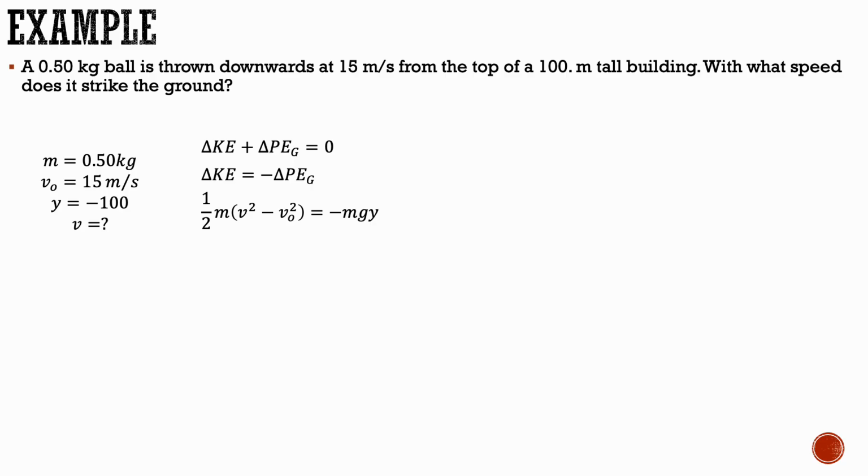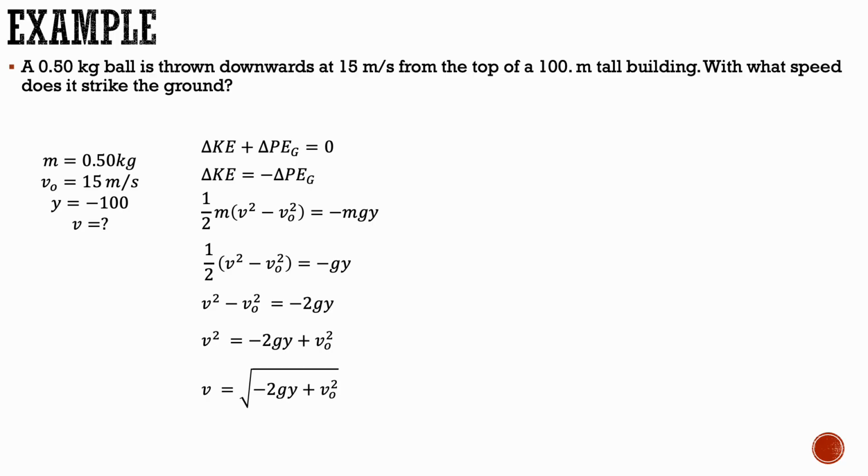Now, once again, we've got mass on both sides, so I can cancel it out. And then we need to rearrange to get final velocity on its own. So first thing I would do is multiply both sides by 2, so that will get rid of a 1/2, enabling us to drop the brackets on the left side of our equation. I'd then add the v0 squared to both sides, and then take the square root of both sides. At this point, we can substitute our values in, and we get 47 meters per second.